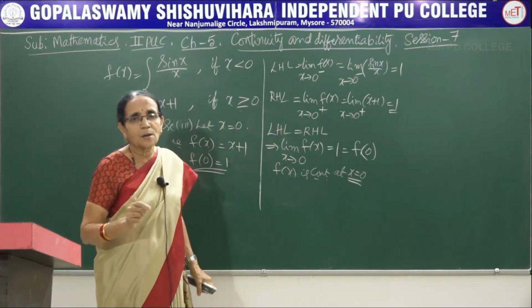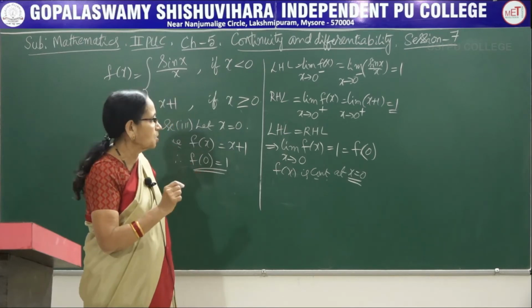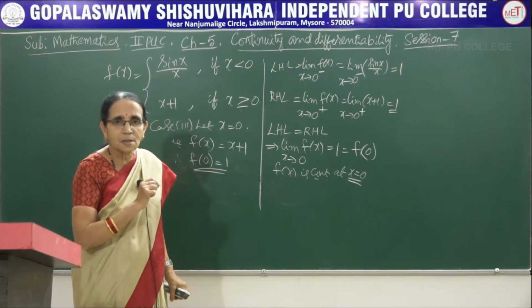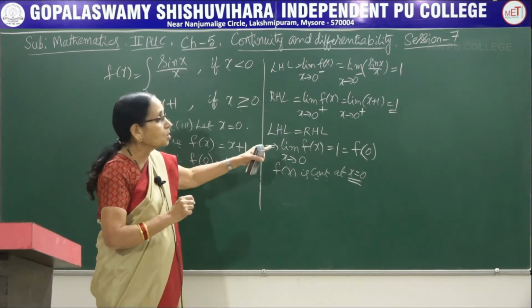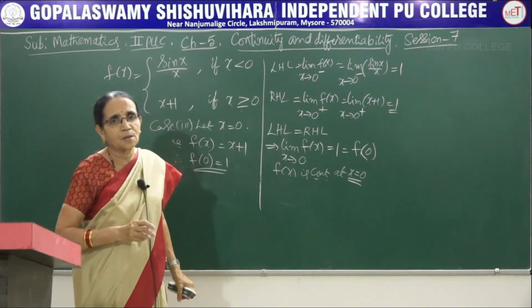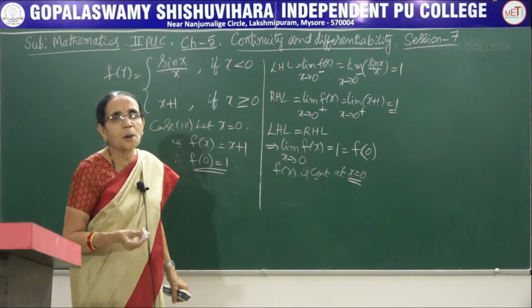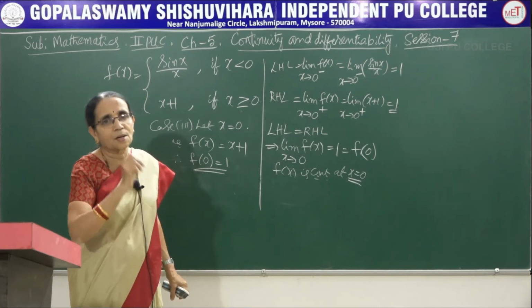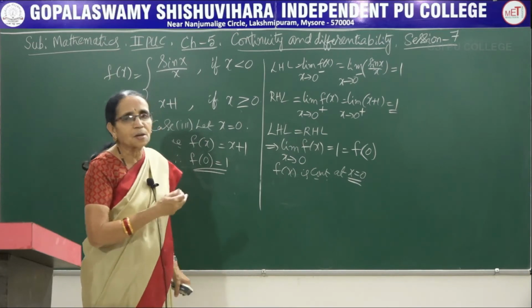So for the negative values we have seen that it was continuous. For positive values we have seen that it was continuous. At exactly x equal to 0 the function is continuous. So what was the question I had asked you? To find the points of discontinuity. There is no point of discontinuity at all.